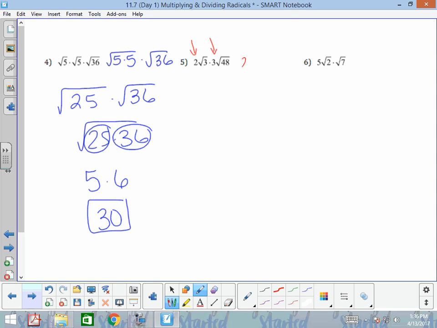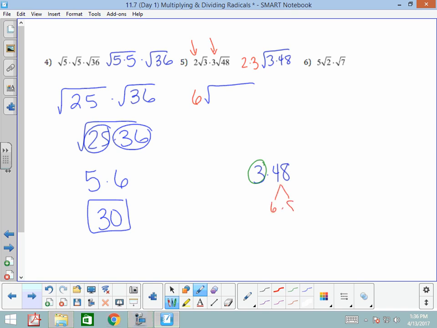Alright, so first we're going to multiply the 2 times the 3 because they're both on the outside. On the inside, we're multiplying 3 times 48. So I know 2 times 3 is 6. Alright, so 3 times 48, I don't really want to multiply that out because I know it's going to be a big number, and I'm not interested in the big number. I'm more interested in the factors of those two numbers. So 3 is already prime. 48 is 6 times 8. 6 is 2 times 3. Both of those are prime.